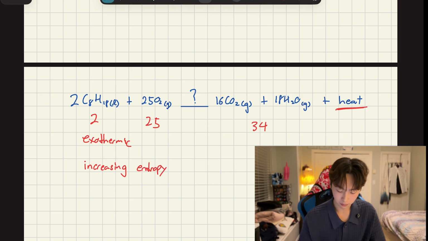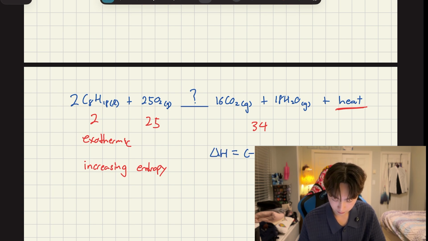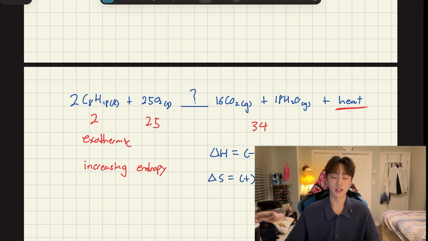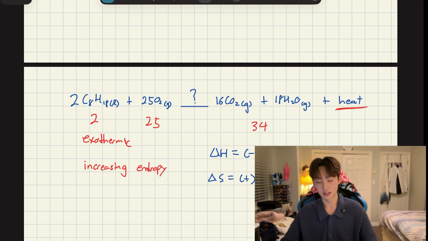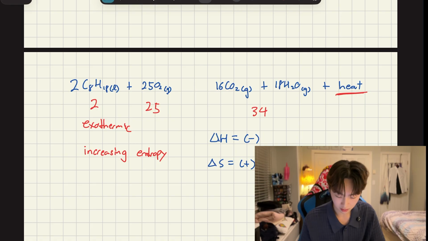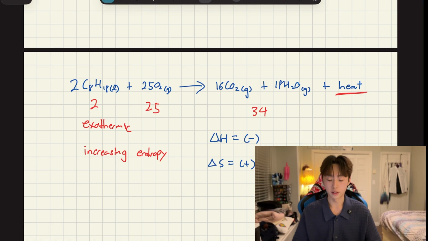Okay, so what we have now is delta H is negative, and then delta S is positive. So because delta H is negative, that's exothermic, we know that the reaction would tend towards the product side. And same with entropy, it increases. So the reaction will drive towards the products. So we know that this reaction is now spontaneous. So I could draw a forward arrow.